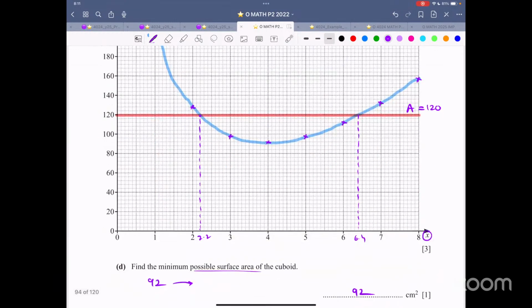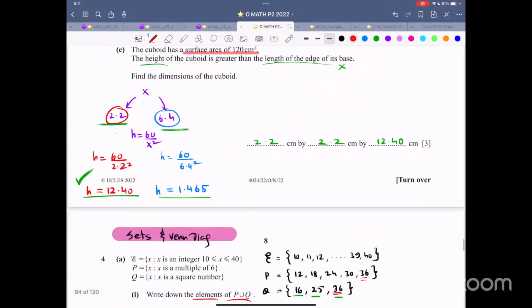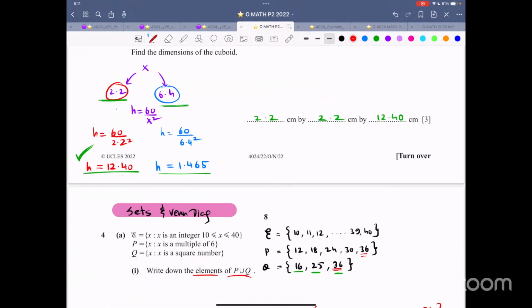So this is a flat line. It's cutting at 2 points. One of the points is this, the other point is this. So 2.2 and 6.4, there are two values. If I take x as 2.2, h comes out to be 12.4. If I take x to be 6.4, I get h to be 1.465.